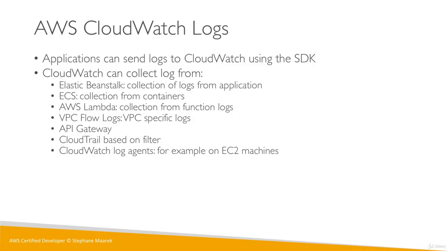And then we can also set up CloudWatch log agents on any machine, for example, EC2 machines, but even on-premise machines. And these log agents will get log files and send them to CloudWatch. We can also set it up for Route 53 to log DNS queries. Basically, anything that creates logs usually can send them to CloudWatch logs.